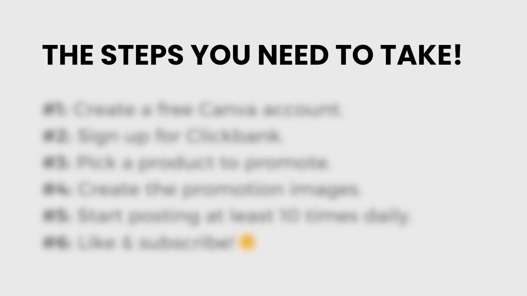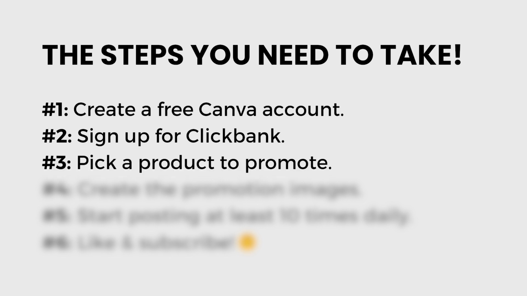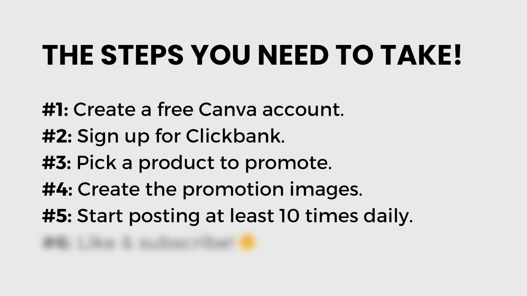Here's a quick recap of everything you need to do. Step number 1, create your free Canva account. Step number 2, sign up for ClickBank or an alternative website. Step number 3, pick a product to promote. Step number 4, create the promotion images using Canva for both Pinterest and Imgur. Step number 5, start posting at least 10 times daily on both sites, and don't forget to include your affiliate link.